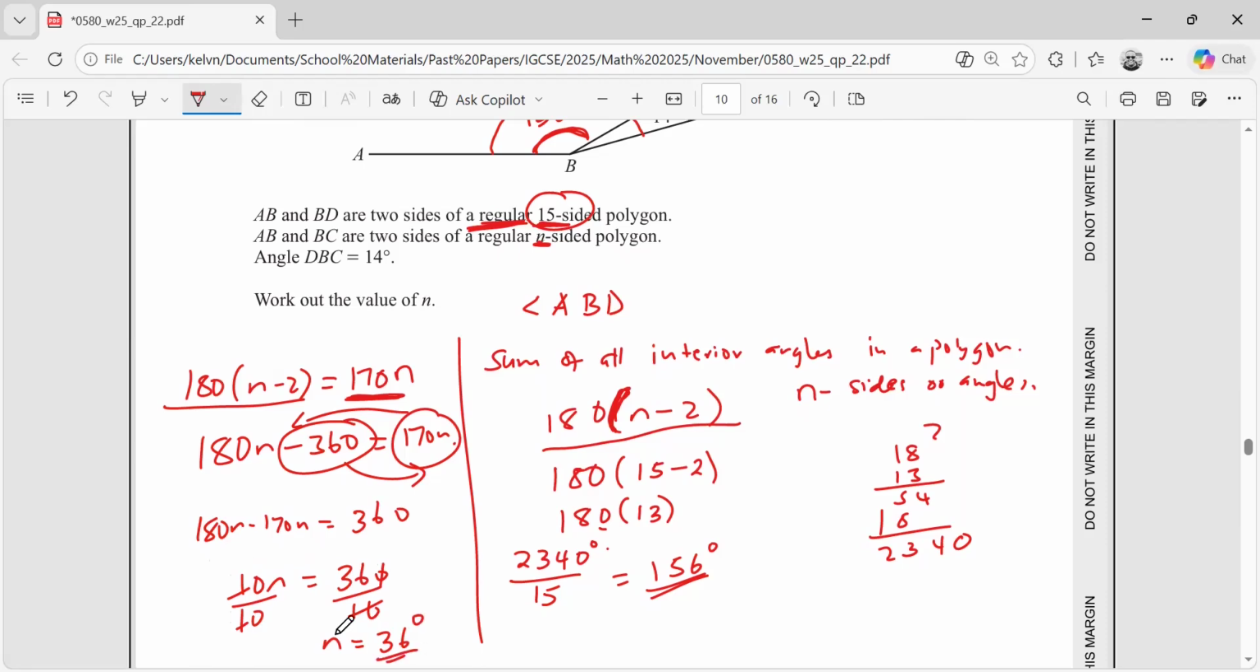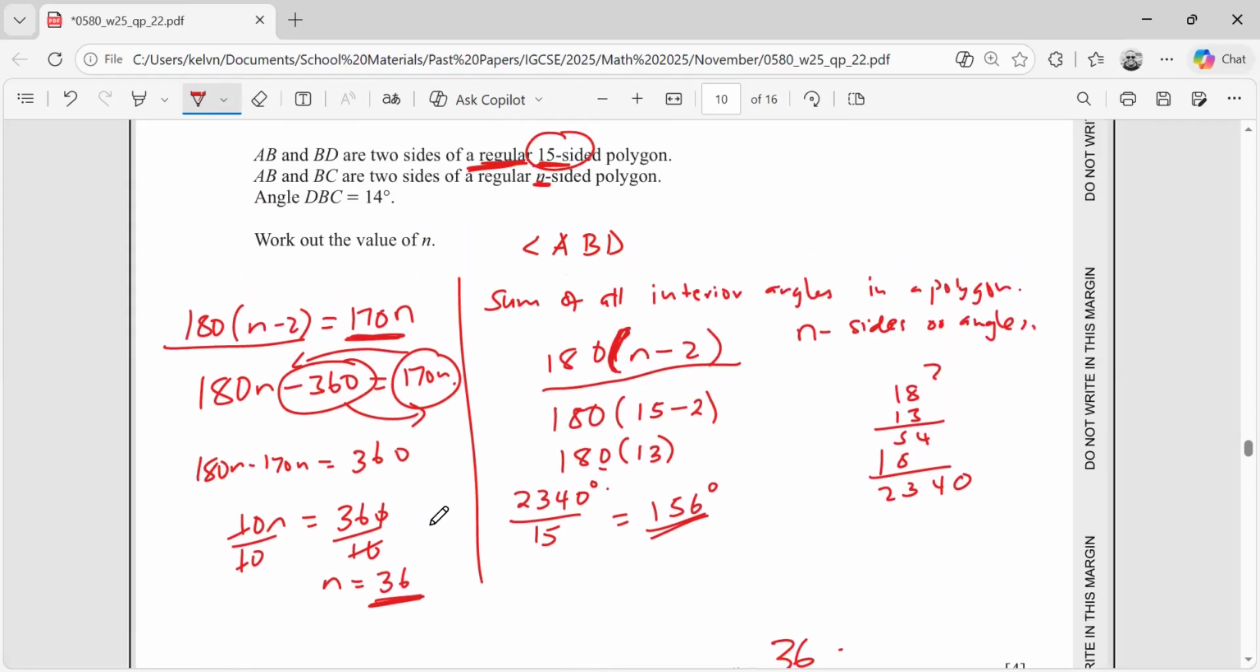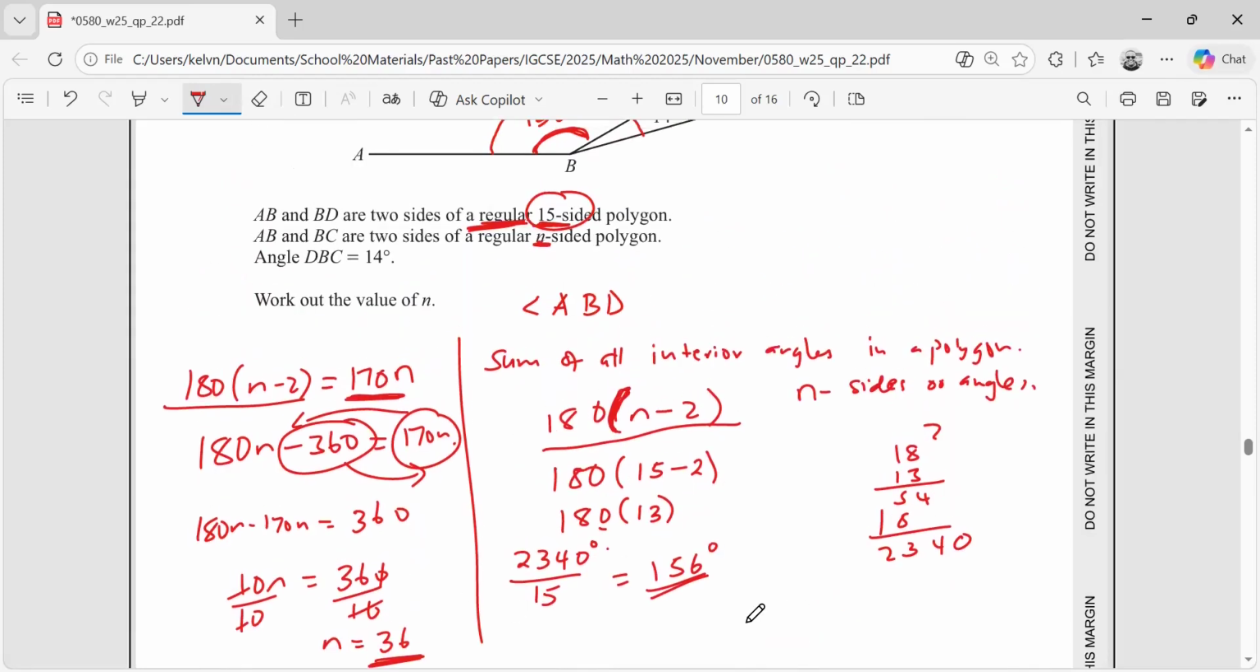So this polygon has 36, sorry, not 36 degrees. It's supposed to be 36 sides. n is 36 sides. So it's actually a 36-sided shape. So that's how you solve it. Just remember that formula, you kind of memorize it. It's a very useful formula for a question like this. Remember, it gives us the sum of all interior angles in a polygon.